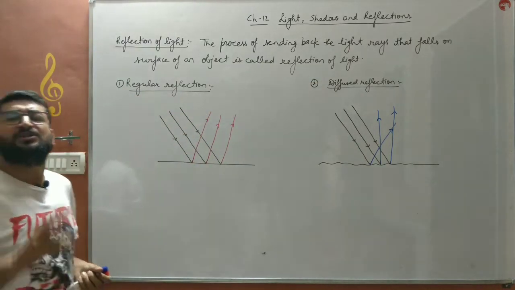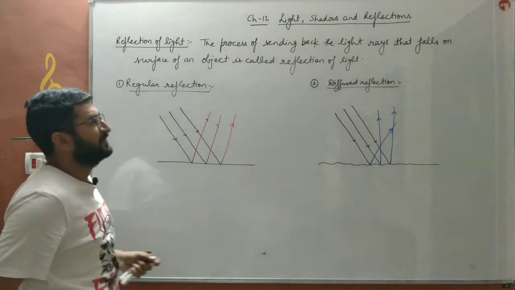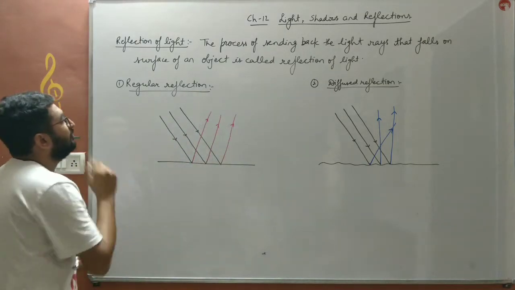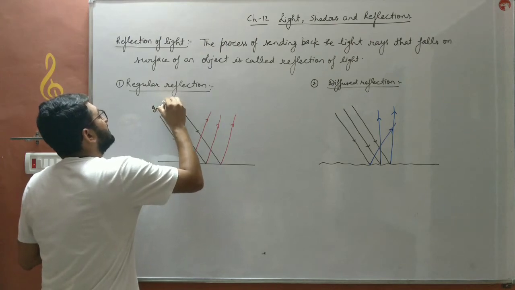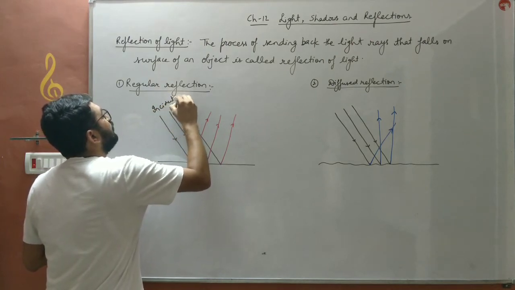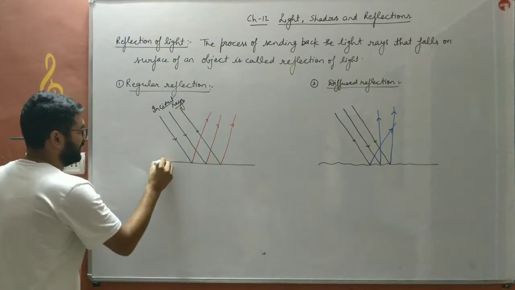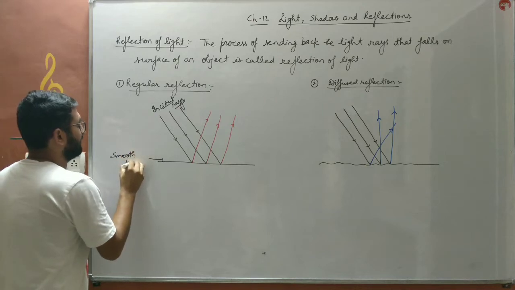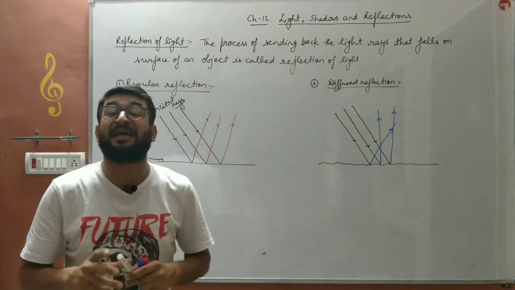This reflection is of two types. One, the regular reflection, and the other one is the diffused reflection. What is regular reflection? When the incident rays, the rays which are striking on a surface, fall on a smooth surface. What is a smooth surface? One which does not have irregularities.